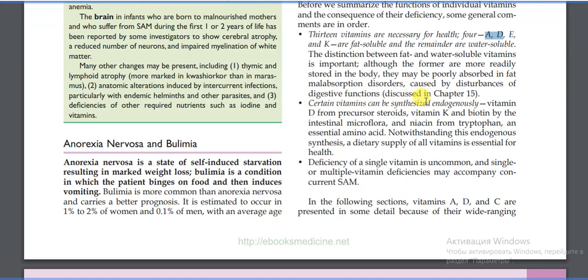Okay, certain vitamins can be synthesized endogenously. For example, vitamin D can be produced from precursor steroids. And you know that for vitamin D synthesis we require sunlight, ultraviolet light. A little amount of ultraviolet light will lead to normal vitamin D production. Vitamin D deficiency is discussed in a different chapter. And vitamin K is produced by intestinal microflora, and niacin is produced from tryptophan, which is also an essential amino acid. So you see, deficiency of tryptophan causes deficiency of niacin.